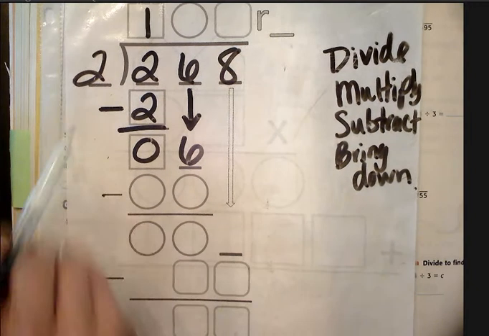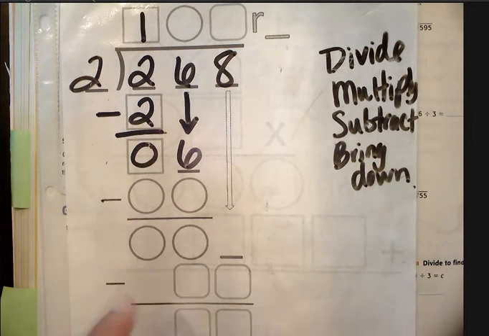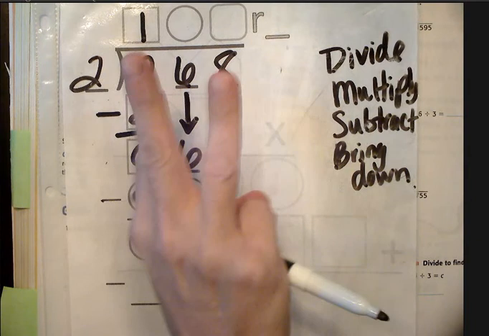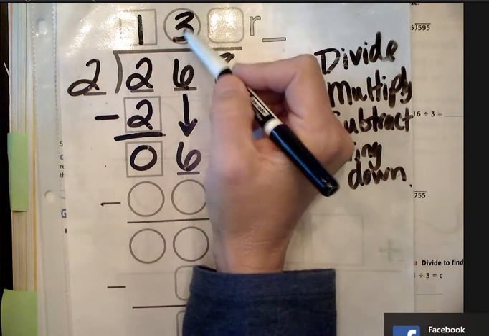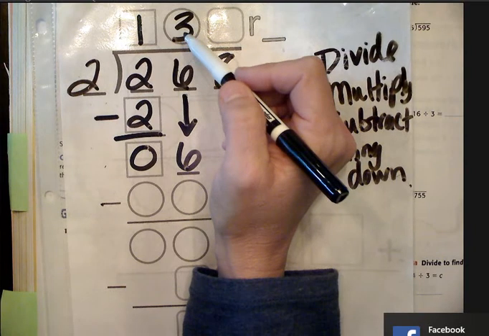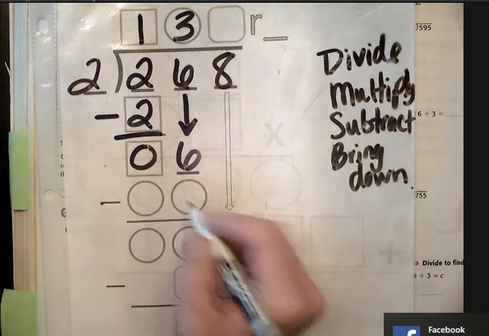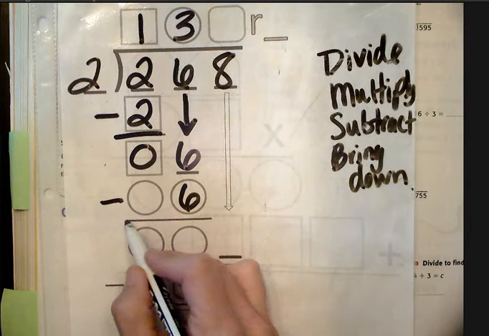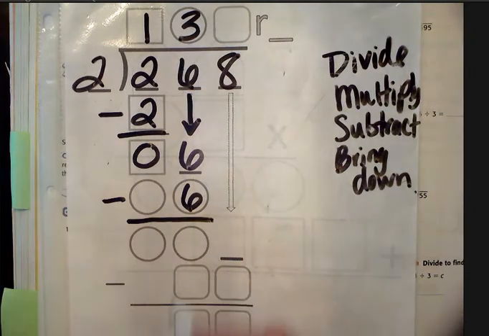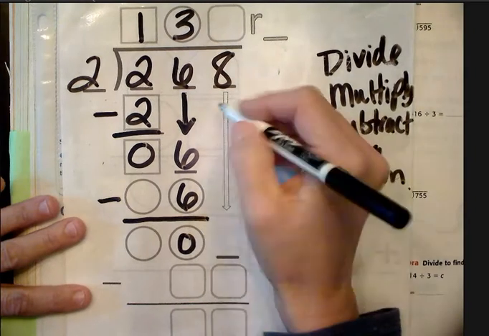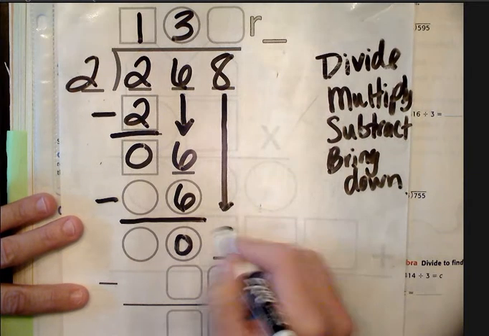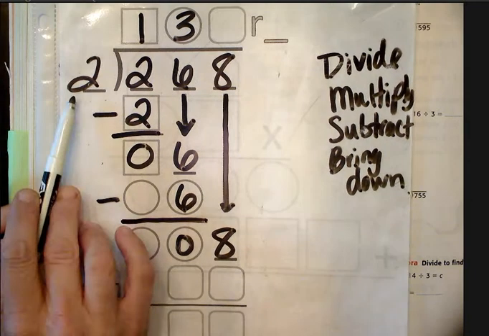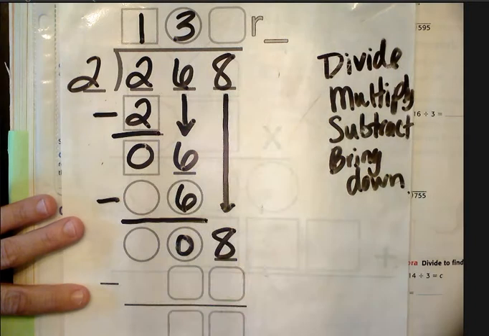How many times does 2 go into 6? Well, we skip count. 2, 4, 6, 3 times. Put my 3 up at the top. Notice I'm working in the circles, so I'm staying nice and neat. 3 times 2 is 6. Now I subtract. 6 minus 6 is another 0. Have another number, so I'm going to bring it down to line it up with any remainder that I had there. So now I have, how many times does 2 go into 8? 2, 4, 6, 8, 4 times.